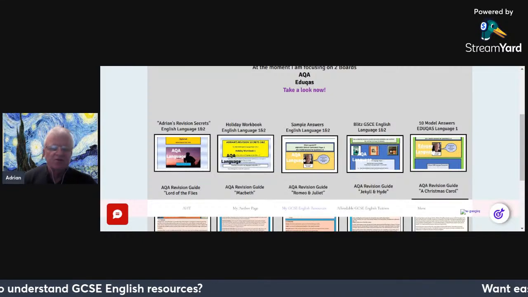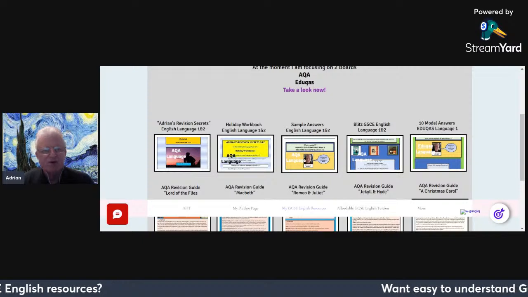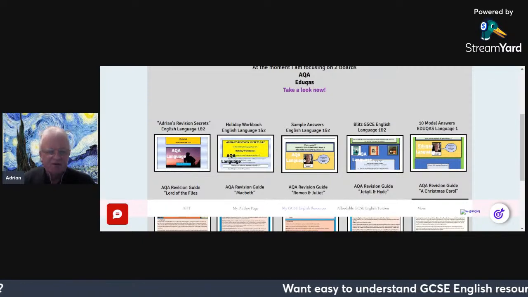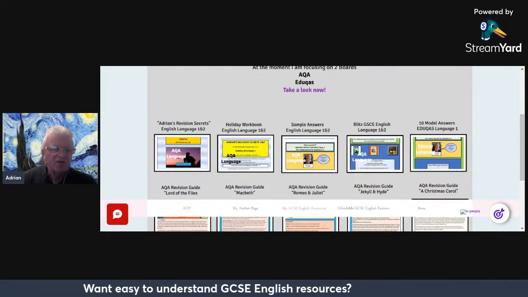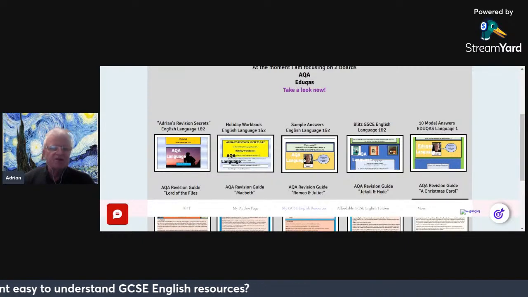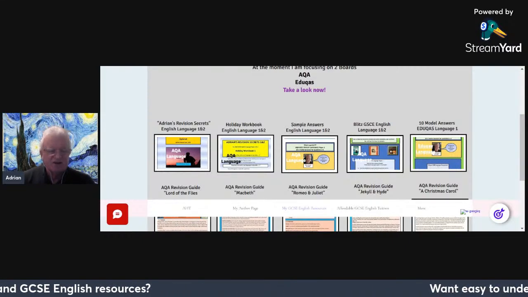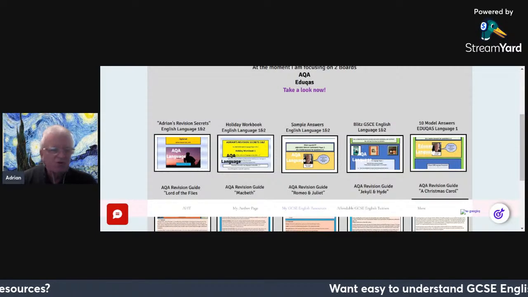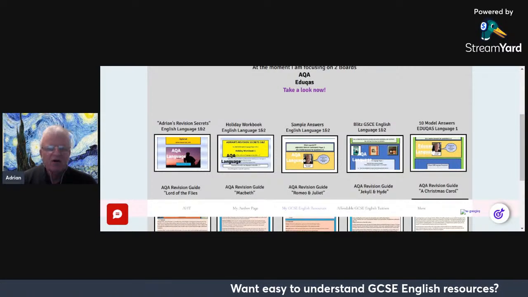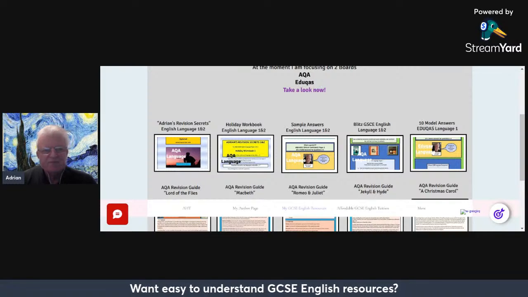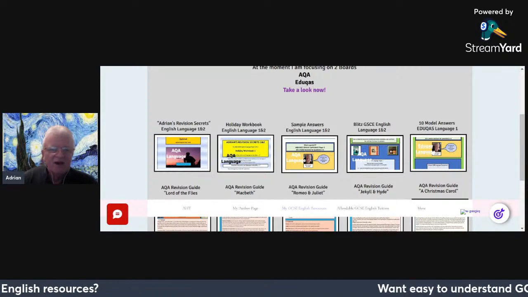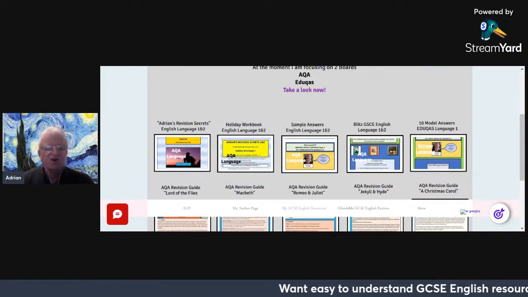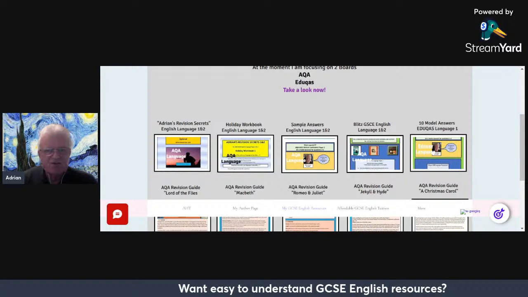So what I've tried to do is to build a system of developing lots of different resources, predominantly for the examination boards AQA and Eduqas. And all of these resources are student friendly. They're in a language, in the way I'm talking now, speaking to the students. And they all have elements of structure and consistency throughout.